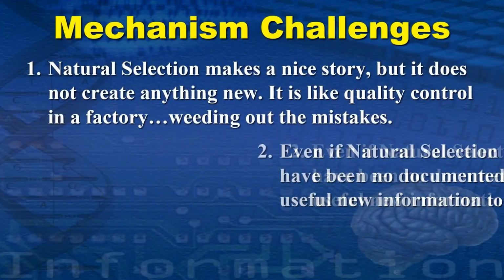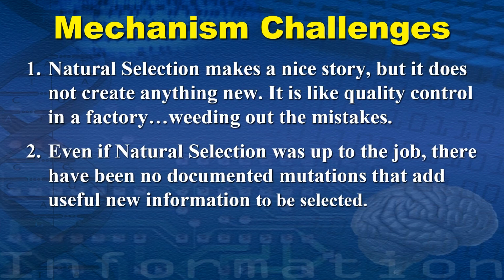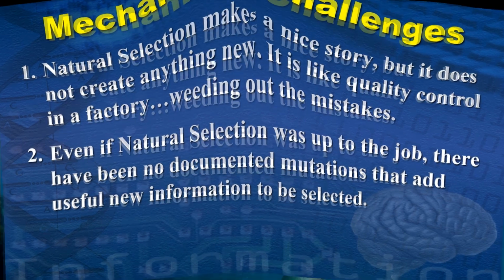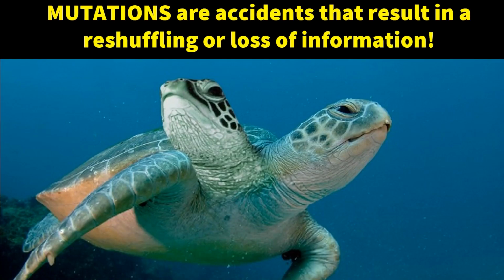And those type of slight things can't even be discerned amongst the noise of the background. Even if natural selection was up to the job, there have not been documented mutations to add useful new information to be selected. You see, mutations, overwhelmingly, are either neutral or they are deleterious. They do not help organisms. You get things like two-headed turtles. This doesn't add useful new information, just kind of shuffles things around.